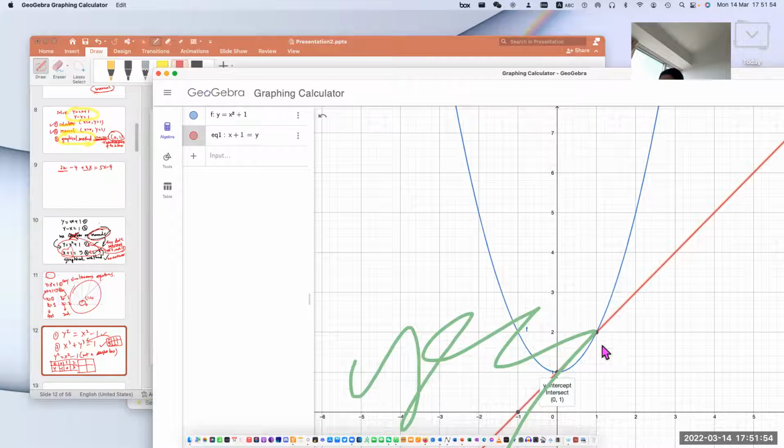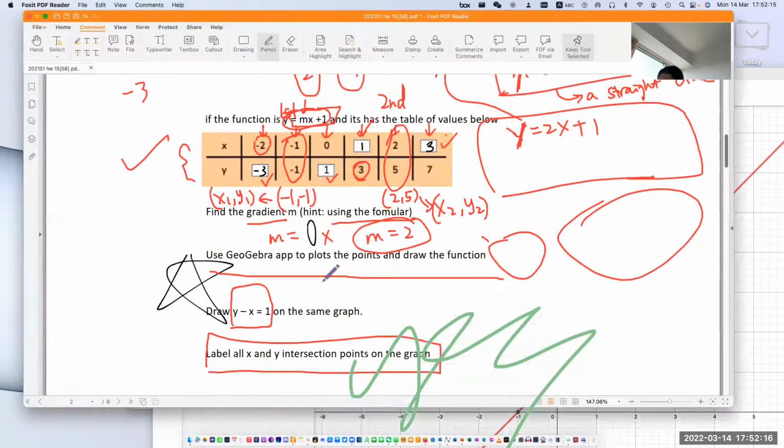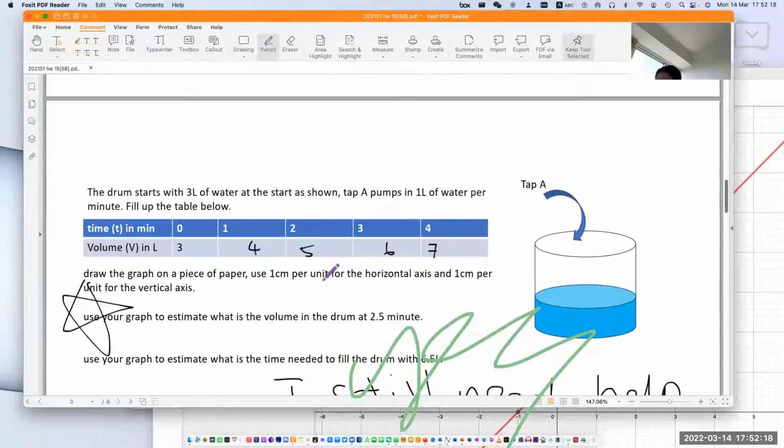Okay, so yeah, I'm not sure if you ever reach this, but basically this is the value of the graphical method, why you need to learn how to graph. All right, so let's go to the next question.